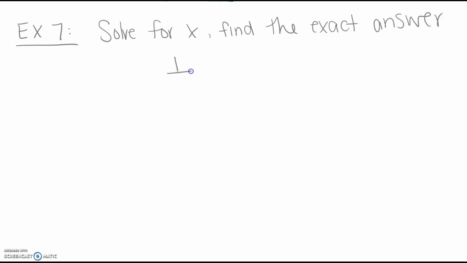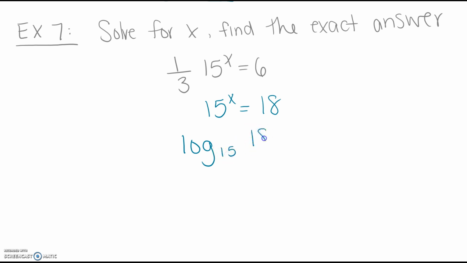So if I have 1/3 times 15 to the x power equals 6, first of all, we want to multiply both sides by 3. So we're going to have 15 to the power of x equals 18. Now you should always try to get a common base. So can we rewrite 18 or 15 so they have the same base? No. So we want to rewrite this as a log. So this will be log base 15 of 18 equals x.